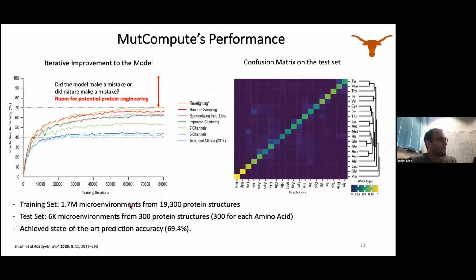Yeah, that's a good point. I kind of glossed over that a little bit. Our training set was 1.7 million microenvironments across 19,000 protein structures. These proteins were selected with a max sequence similarity of 50%, so that's how we made sure all the proteins are very diverse. No 2 proteins in the data set were over 50% sequence similar. Then we would subsample those proteins for residues to generate their microenvironments.